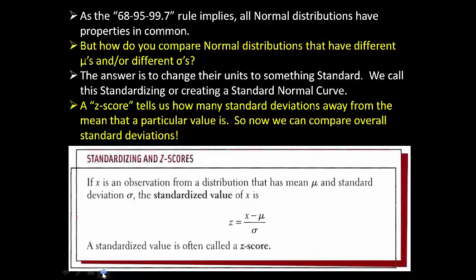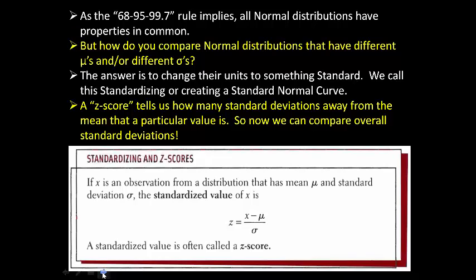And the answer to that is to change their units to something that we can plot on the same curve, and we call that standardizing or creating a standard normal curve. The z-score that we're going to learn how to calculate and to find today tells us how many standard deviations away from the mean that particular value is. So now we can compare overall standard deviations. What we consider to be a very tall man may not be as many standard deviations away from the mean as a woman who is well above her average height.